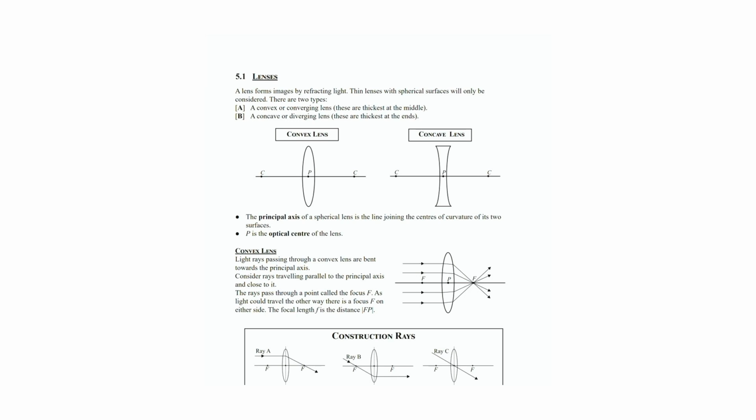We've got 2 kinds of lenses we're going to be looking at here. We're going to be looking at convex lenses, also called converging lenses, and concave lenses. Okay, so let's get to it.